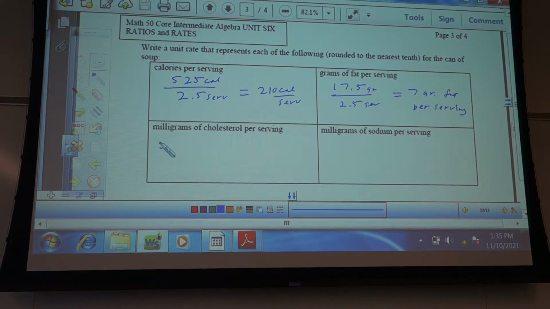Next one is 50 milligrams per 2.5 servings. So this would end up being 20 milligrams of cholesterol per serving. And the last one is 1775 milligrams for 2.5 servings. So 710 milligrams of sodium per serving. And like I said, you can write it either way, it doesn't matter. Whether you write it this way or this way, they're the same.